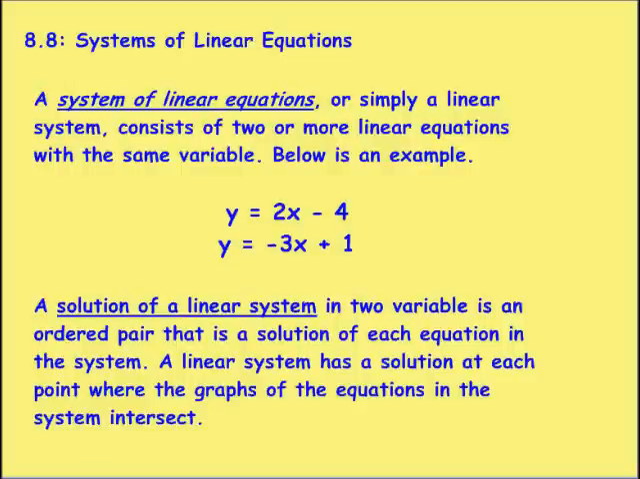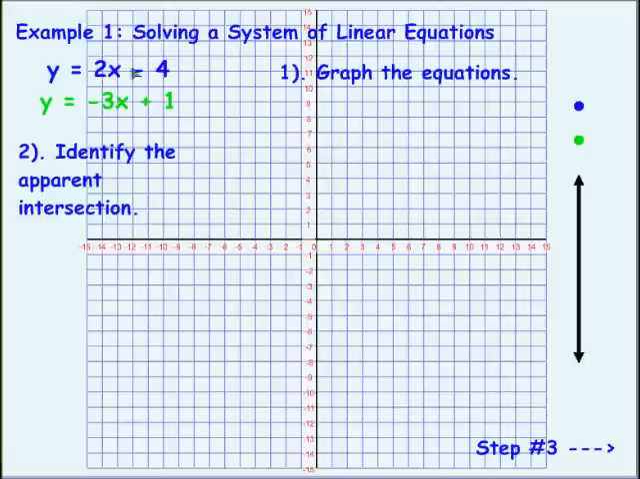Lesson 8.8 begins our study of systems of linear equations. A system of linear equations consists of two or more linear equations that have the same variables. A solution to that system is an ordered pair that is a solution of each equation, or both equations, in the system. Let's see how this works.